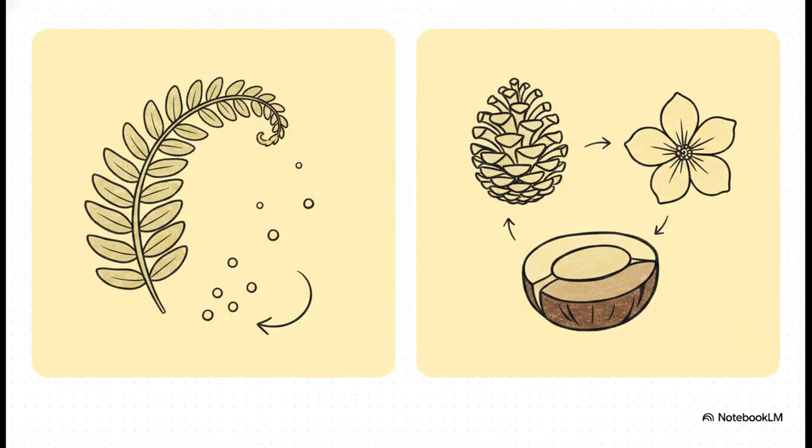We have to decide if our plant uses simple spores to reproduce, kind of like a fern, or if it has evolved to use seeds. As we look at plant diversity, we see two major categories.